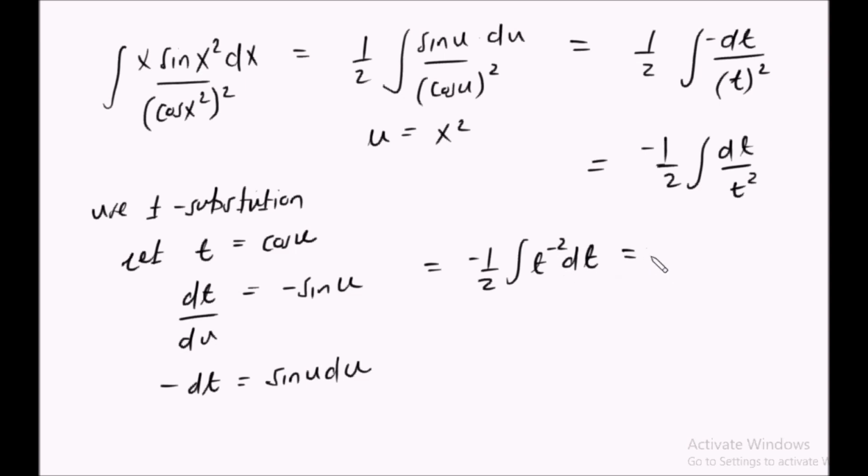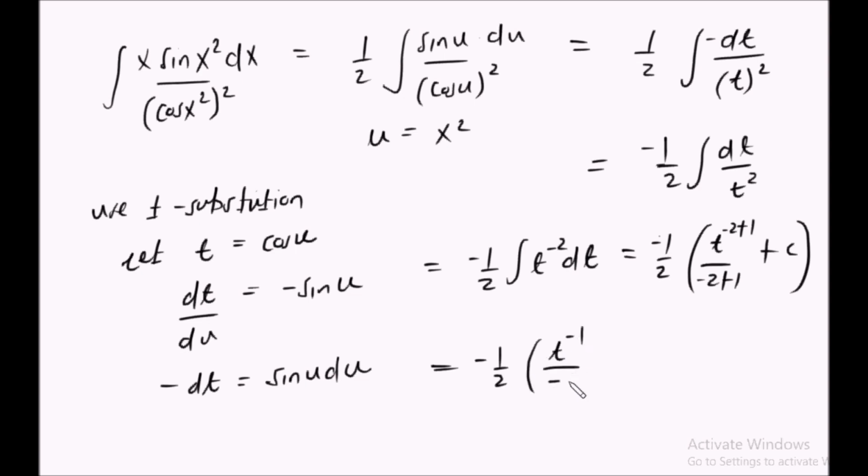So this one now I can solve kawaida. So it's negative 1 over 2. So this one is t power negative 2 plus 1 over negative 2 plus 1 plus c. So itakuwa sasa negative 2 plus 1 ni negative 1. So it's negative 1 over 2. This one is t power -1 over -1 plus c.